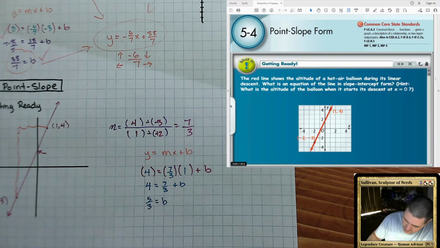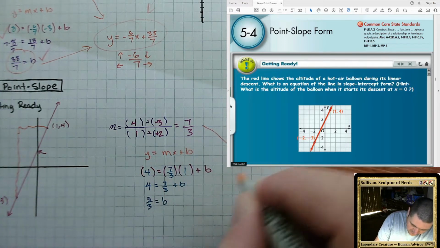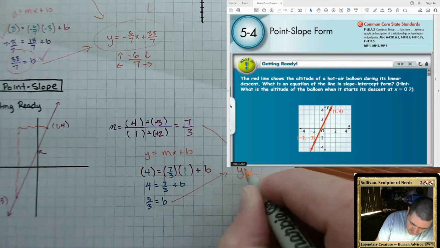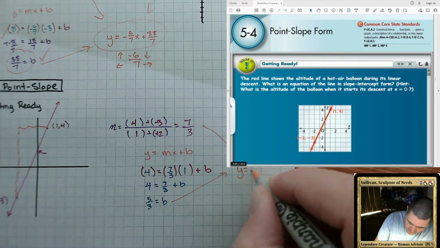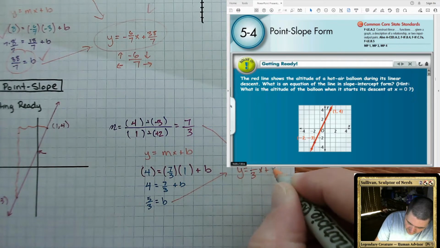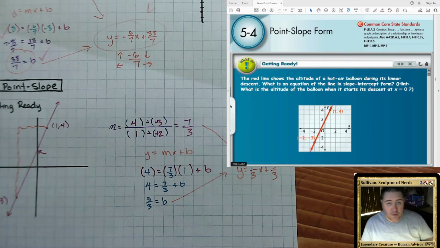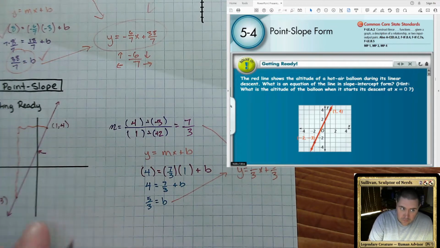Go and put the information that you have together. Here's a slope, here's a y-intercept. y is 7/3 x plus 5/3. And then answer the question. When x equals 0, so y-axis, how high is the balloon up? Well, it's 5/3 of whatever they're telling me here. They don't even give me units. So 5/3 units in the air.